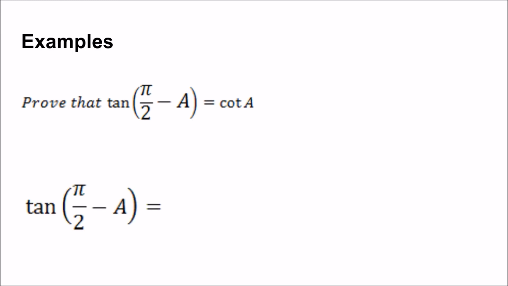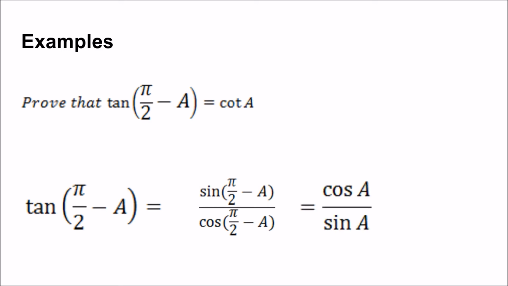Now here we have some examples. Prove that tangent of pi over 2 minus a angle is equal to cotangent a. Tangent of pi over 2 minus a can be rewritten in the form sine of pi over 2 minus a over cosine of pi over 2 minus a. Now because we know our cofunction identities, we can rewrite this as cosine a over sine a, and that is equal to cotangent a. So we have just proven that tangent of pi over 2 minus a is equal to cotangent a.